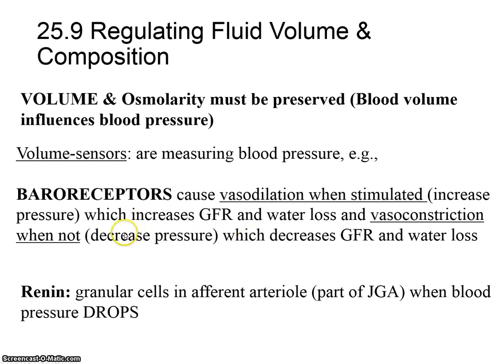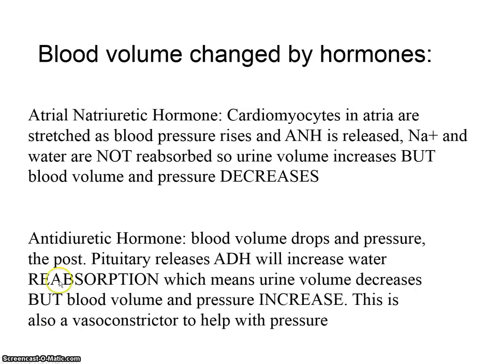And if there's a decrease in blood pressure, blood volume, we'll decrease glomerular filtration rate, and we will decrease the amount of water lost, because there'll be less filtrate forming and therefore less water loss in the collecting tubes. So again, this enzyme, renin, I said the granular cells in the afferent arteriole, called the juxtaglomerular cells, part of the juxtaglomerular apparatus, is released when blood pressure drops. So again, this is a systemic response. This is happening in the kidneys, but it's influencing the entire body. So blood volume is changed by hormones.